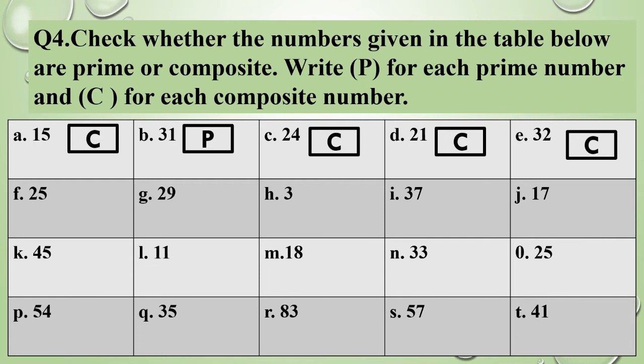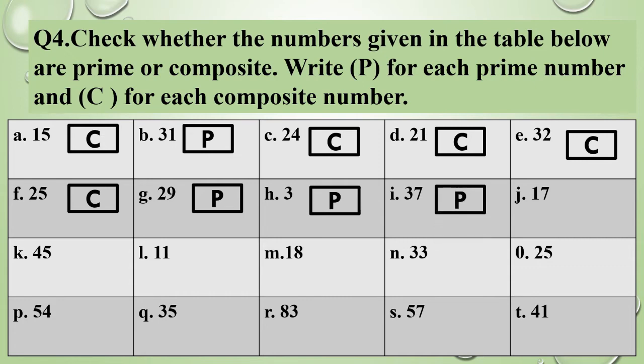Then number 25, it has three factors, 1, 5 and 25. So it is also a composite number. Then number 29, it has just two factors, 1 and 29. So it is also a prime number. Then number 3, it has just two factors, 1 and 3. It is also a prime number. Then 37 also has just two factors, 1 and 37. It is a prime number. Then 17 again is a prime number because it has just two factors, 1 and 17.